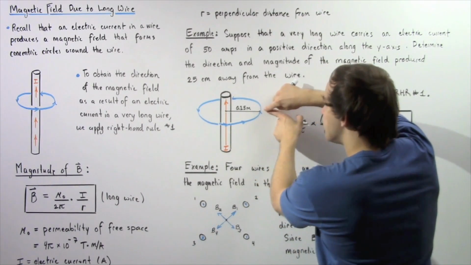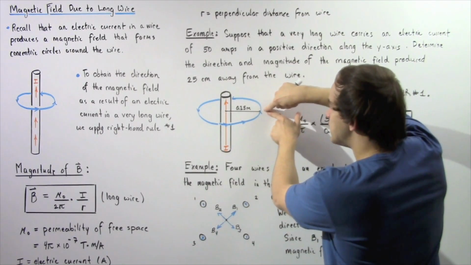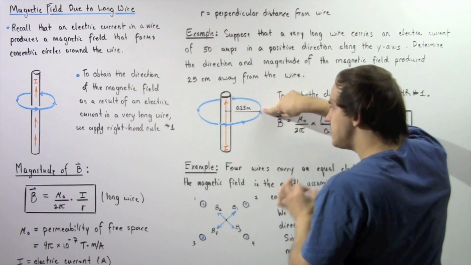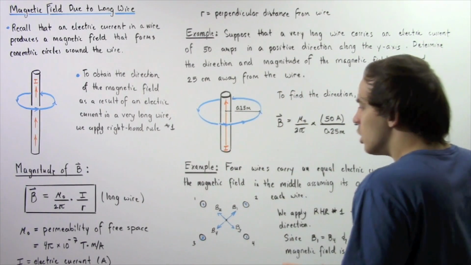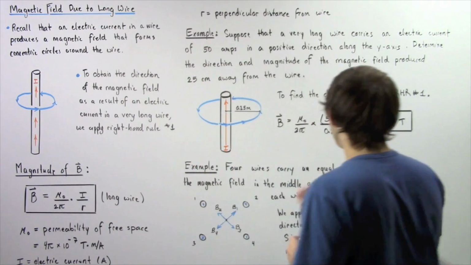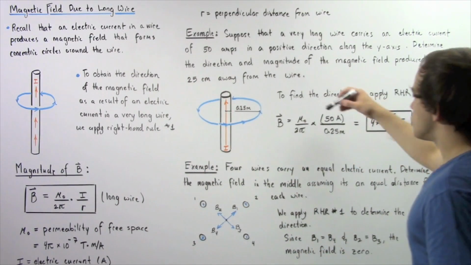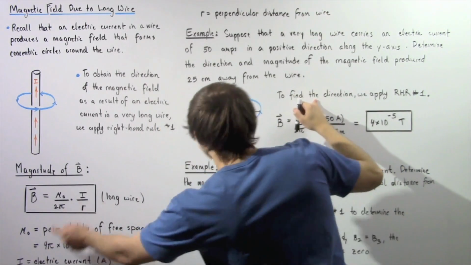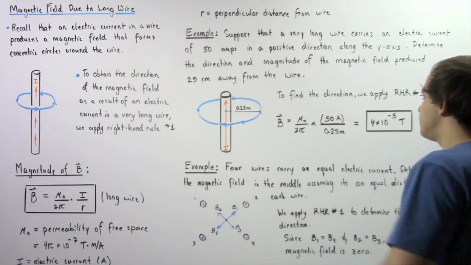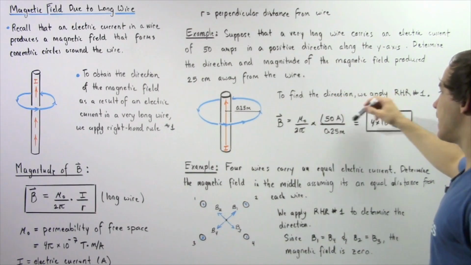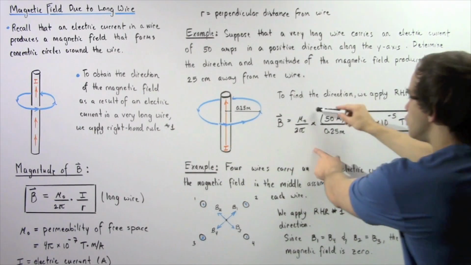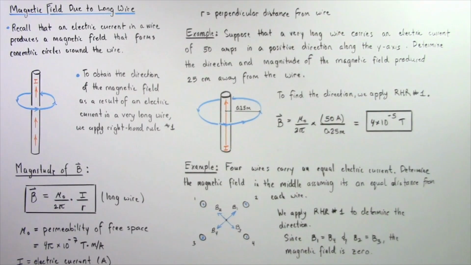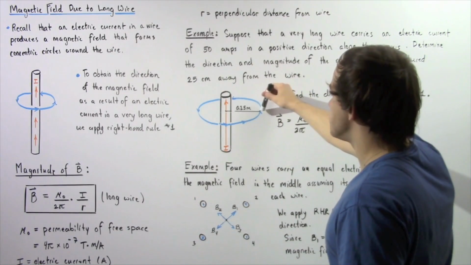Now, we want to calculate the magnitude of our magnetic field at this point, 0.25 meters away from the center of our conducting wire as shown. So we simply take the following equation and we multiply out our values. So mu naught, which has a value of this quantity divided by 2 pi multiplied by 50 amps divided by 0.25 meters. This quantity is 200. We multiply 200 by this ratio and we get 4 times 10 to the negative 5 Teslas is our magnetic field at this position.